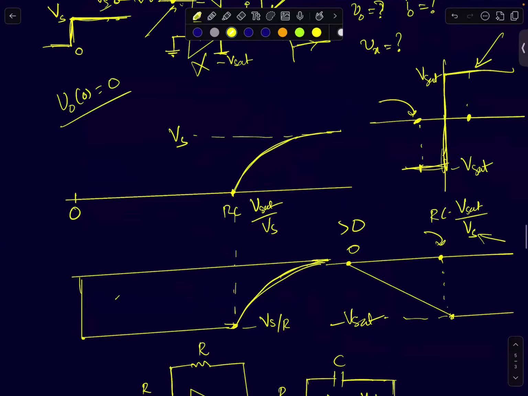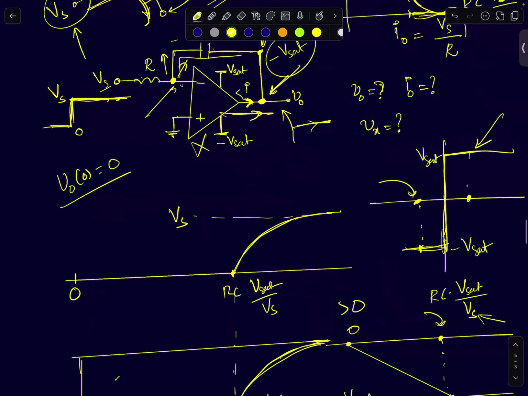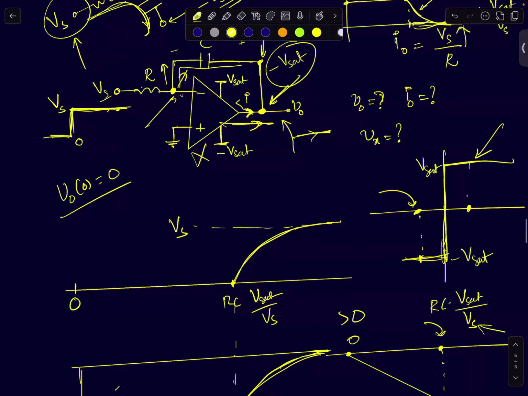And the voltage across the capacitor will eventually be, you can calculate it, the positive voltage will be Vs plus Vsat. That's the voltage across the capacitor. If I ask you what is the total charge stored in the capacitor, until the point where you reach the saturation voltage, it will be Vsat into C. After that, it will become Vsat plus Vs into C.